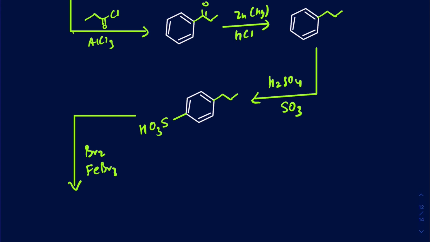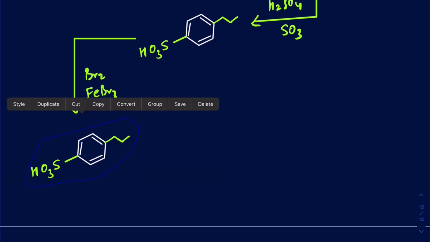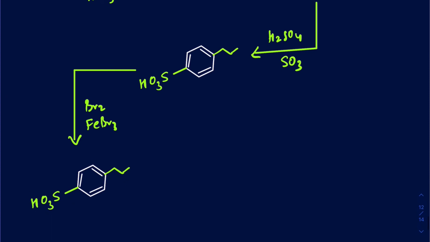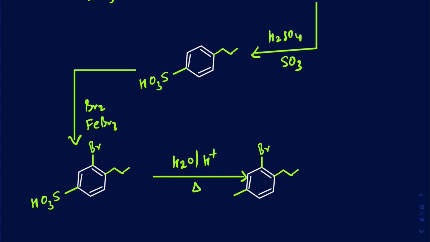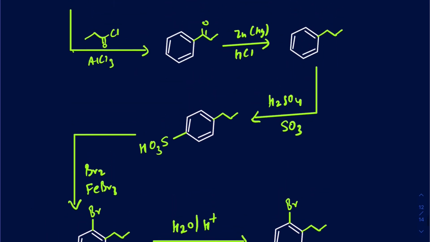So remember, I have two groups now, but I'm going to listen to my electron donating group because that's going to be activating the ring. So that's going to put the bromine ortho with respect to the propyl group. That's because your para position is already taken, and then I can go ahead and get rid of this by using water and acid and heating it. So when you do so, you can unblock this sulfonic group that you have put there. So this is how it's going to look.